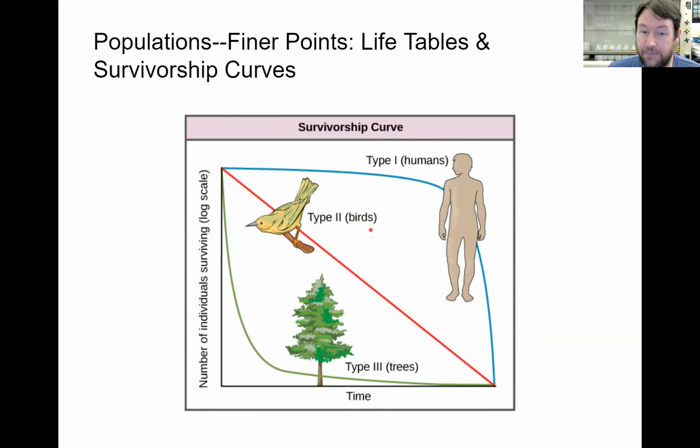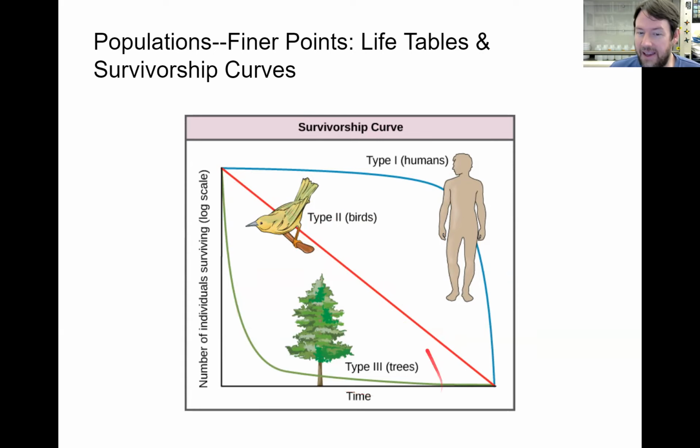Type 2 is birds. That's kind of a uniform mortality throughout the lifespan. So it doesn't matter if they're young, adolescent, middle-aged, or old birds, they die at about the same rate no matter what. So that's more of a straight line in these survivorship curves.